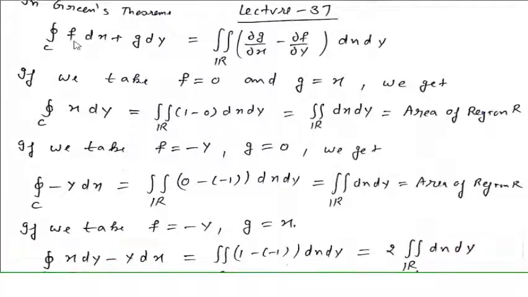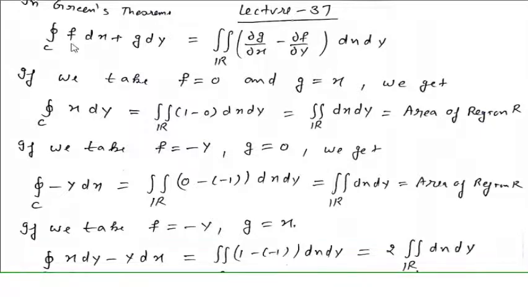So here if we take f equal to 0 and g equal to x, we get f dx plus g dy is x dy. With f equal to 0 and g equal to x, we get 1 minus 0, dx dy. The derivative of x with respect to x is 1 and the derivative of 0 with respect to y is 0. We get dx dy, and we know from the previous semester that it represents the area bounded by the region R. So the area of the region R can be calculated by using the formula integral of x dy along the curve C. That curve C is bounding the area R.